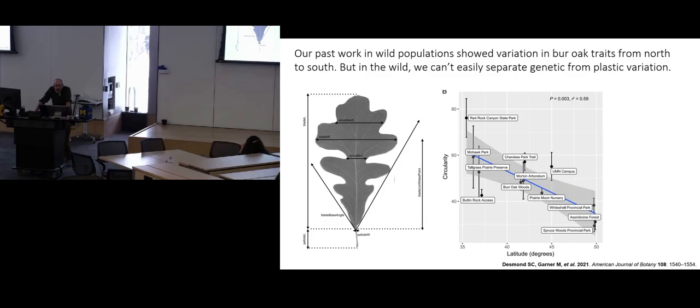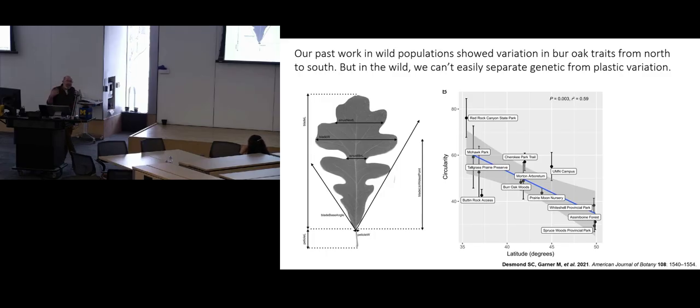So our past work in wild populations of bur oak had shown that variation in bur oak traits, in this case lobedness, varied from north to south. Here we see a gradient in circularity, which counterintuitively was calculated such that the more lobed trees have the higher circularity. The less lobed trees have lower circularity. And what you see is that the highest lobedness and the highest circularity is among the southernmost plants.